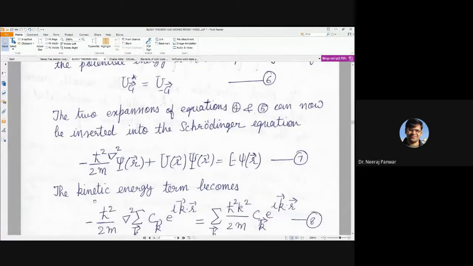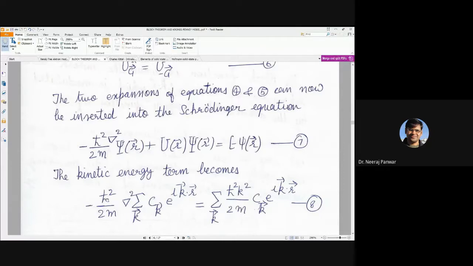From this, the kinetic energy term after substituting the wave function is minus h cross square by 2m del square summation over k of c_k e to the power i k dot r. When we apply this Laplacian operator, e to the power i k dot r will be differentiated twice. We have i square terms here, so minus and i square, minus minus will become plus. We will have the summation over k of h cross square k square by 2m c_k e to the power i k dot r. This is the kinetic energy term. And remember, because I need to tell you something later, here it is e to the power i k dot r. We will try to get the potential energy terms also in the form of e to the power i k dot r.